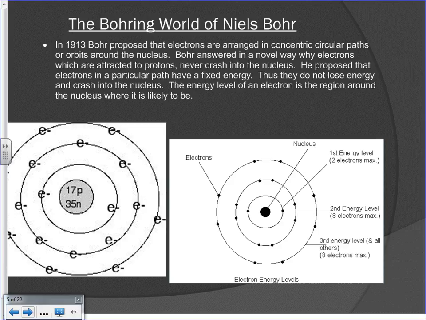He proposed that electrons in a particular path have a certain amount of energy, thus they do not lose energy and crash into the nucleus. And the energy level of an electron is the region where it's likely to be. That's why we don't call them orbits. We call them orbitals. This is where it's probably going to be found.